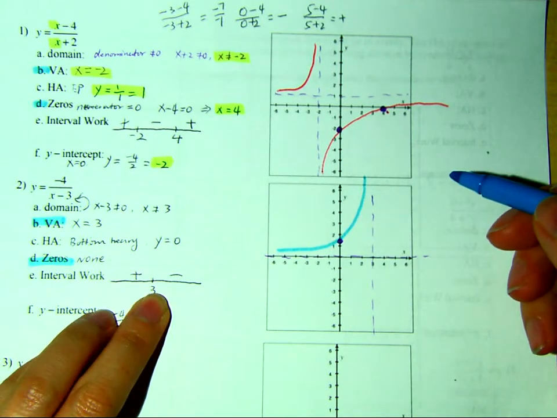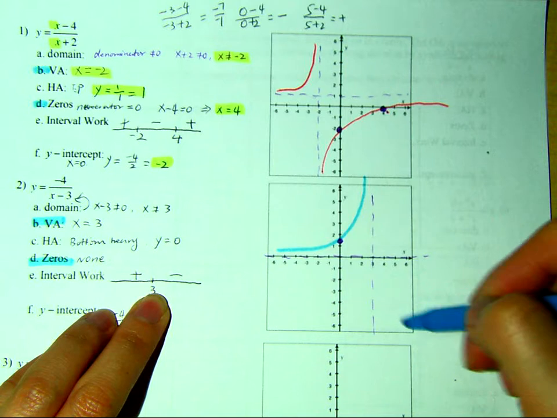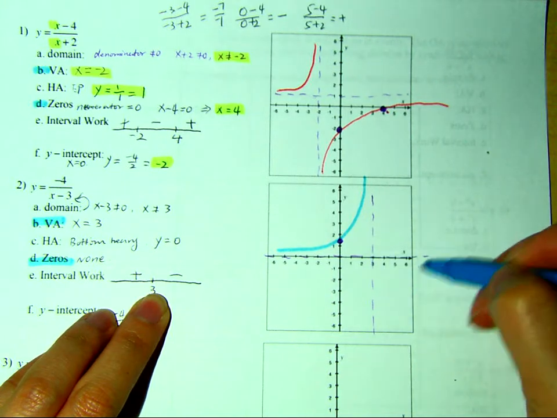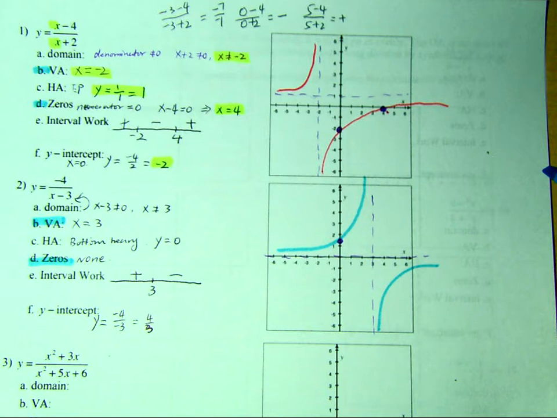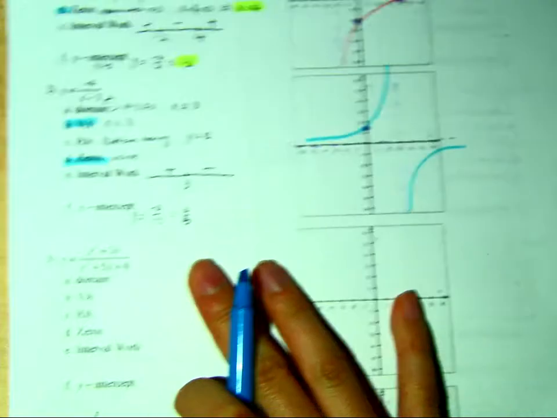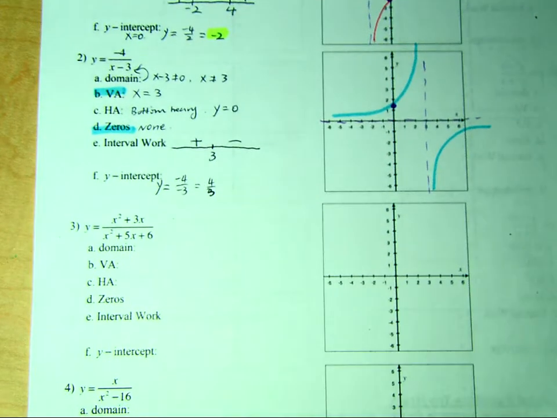And after 3, negative, so be below, bounded by these 2 lines. That's why the graph will look like this. Okay, that's how we do number 2. Look at number 3. Number 3 will be a little bit different.